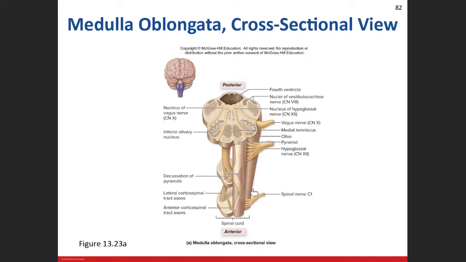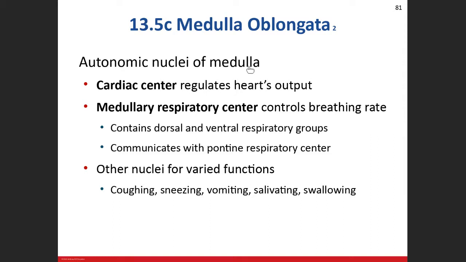And this crossing over can control the voluntary movement of the opposite side of the body. In the medulla oblongata, we have some nuclei, the cardiac center, which can control the heart output, the cardiac output. The number of heartbeats is controlled here.